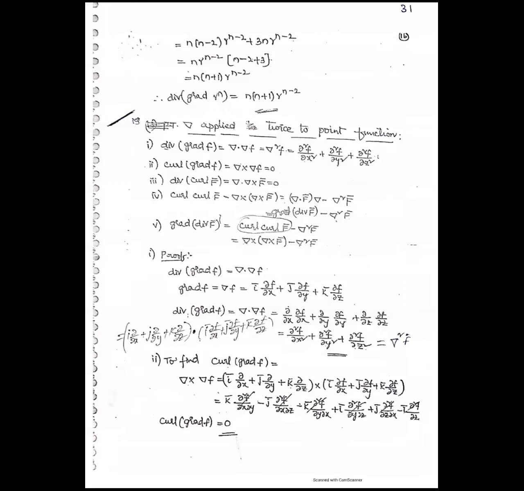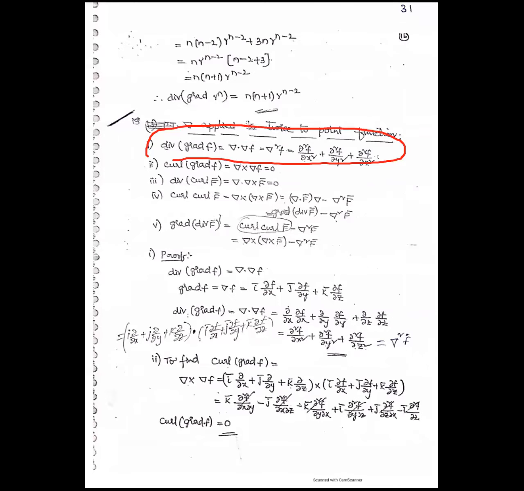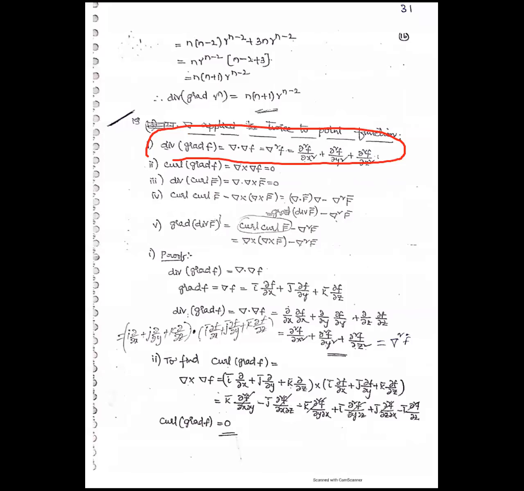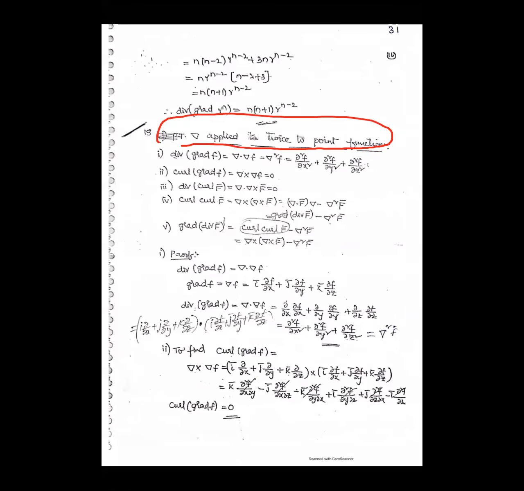Okay. So today's topic is del applied twice to the point function. Here some conditions are available. First of all, we prove the conditions. First condition is divergence of grad f. Divergence of grad f is equal to dou square f by dou x square plus dou square f by dou y square plus dou square f by dou z square.